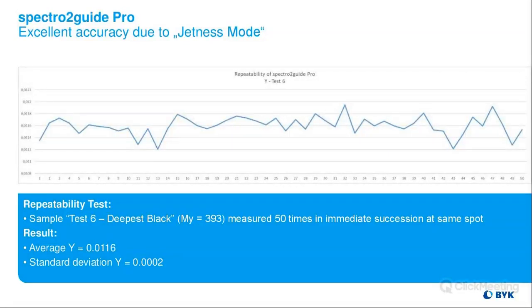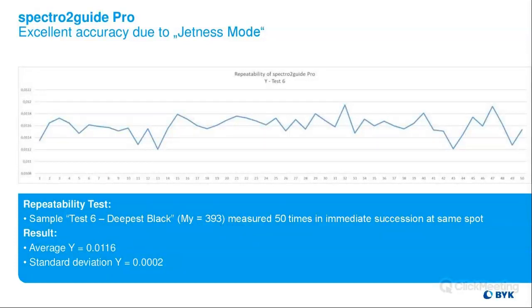And this is a repeatability test for this instrument. It's called the Spectro 2 Guide Pro. It's the specialist for measuring jetness or blackness. And you can see here the excellent consistency, the repeatability that you get, even with this very, very dark color. This has an MY value of 393, which you'll just have to trust me, is an extremely dark color.